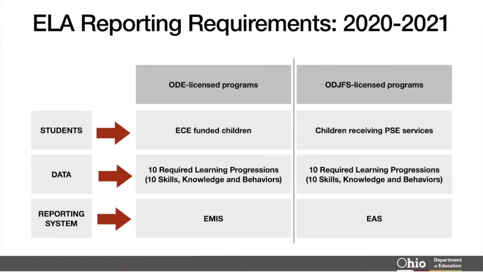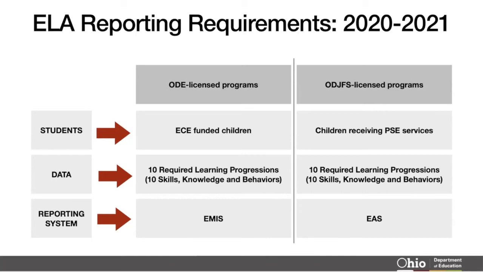And so it's sort of been the same for many years, although we did have a little change this year with the 2020-21, moving from the 10 required learning progressions to the 10 skills, knowledge, and behaviors. So it's the same thing for this spring. We have reporting requirements for our ODE and our ODJFS licensed programs, and that is for the children who are funded with the ECE grant or children receiving preschool special education services. They must have those data points for those 10 skills, knowledge, and behaviors reported.